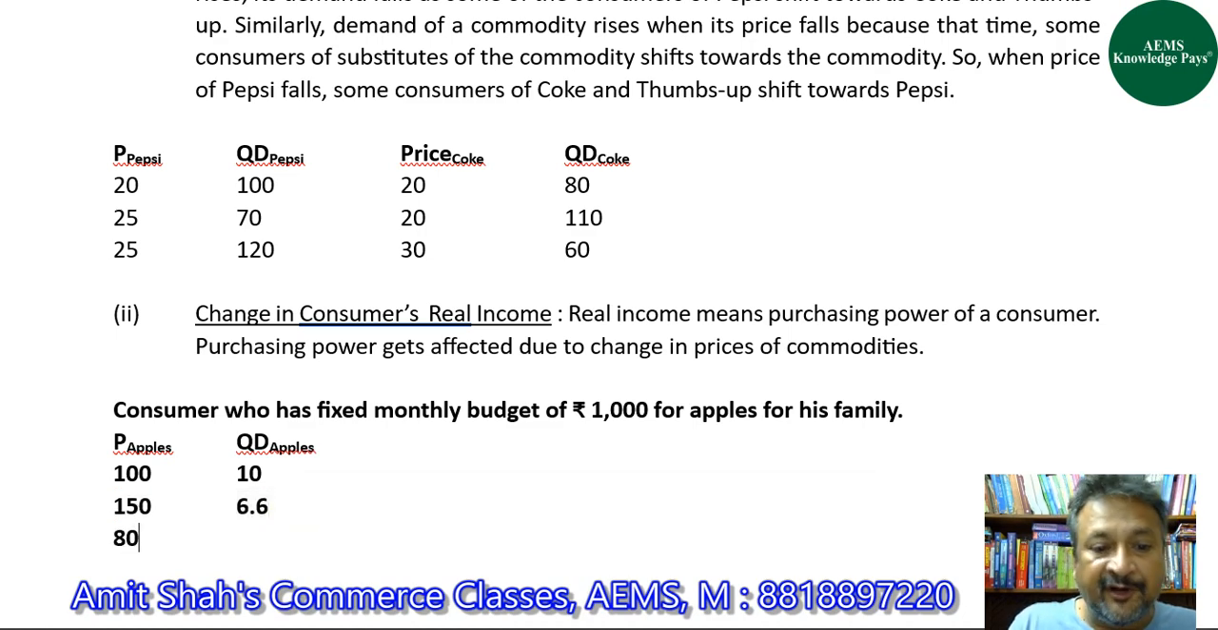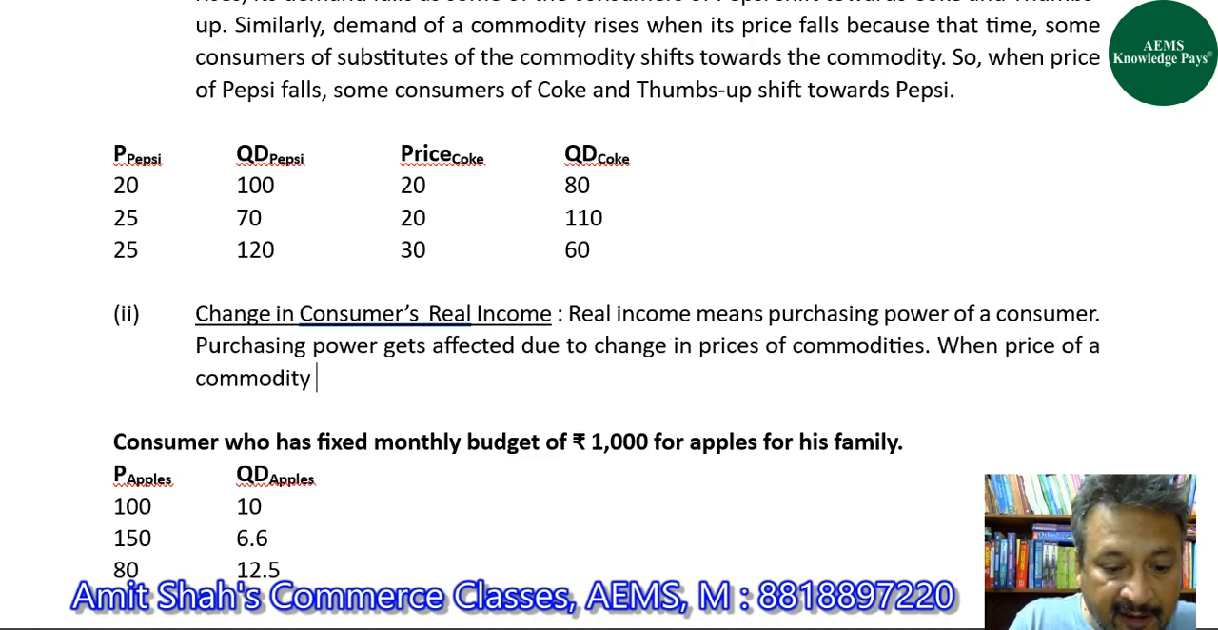On the other hand, if price of apples becomes 80 per kg, then he would be able to purchase 12.5 kgs. That is with fall in price from 100 to 80, now he can purchase more apples, right? So this is how when price rises, demand falls. When price falls, demand rises because of change in consumers' real income. I hope you have understood this also. So let me write this here.